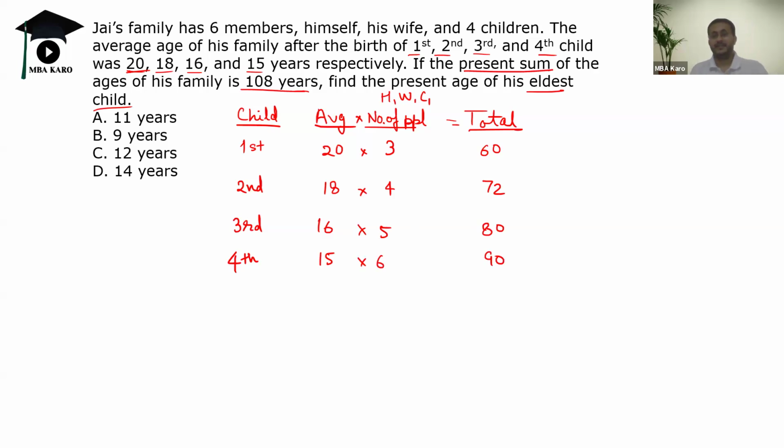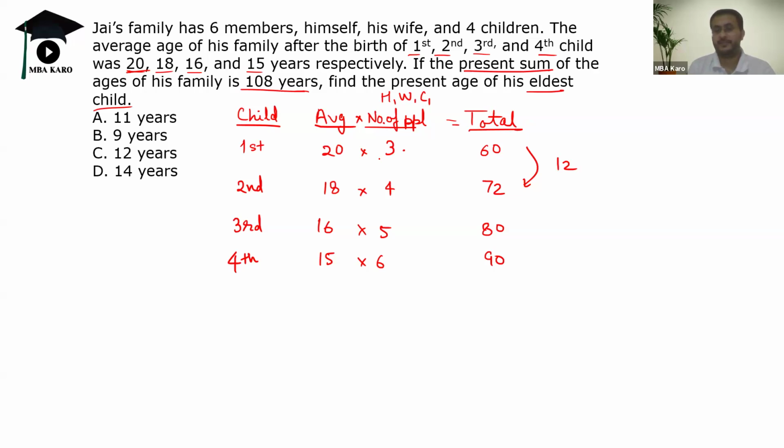Okay. That is fine. Now, from 60 to 72, how many years are being added to the family? Basically, after how many years is the new child born? That is what we need to calculate. Then only we will be able to calculate the age of the children. So 60 to 72, the difference is 12 years. Right? Total age is increasing by 12 years.